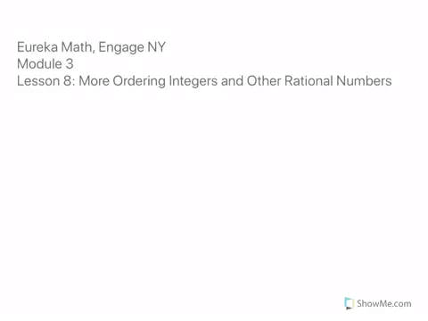Welcome to Math today. We're going to look at Eureka Math / Engage New York, Module 3, Lesson 8, More Ordering Integers and Other Rational Numbers. In Lesson 7, we started putting these integers and rational numbers in order from least to greatest. Today we're going to continue that, and expand it to include decimals, fractions, negative and positive numbers, all that fun stuff.